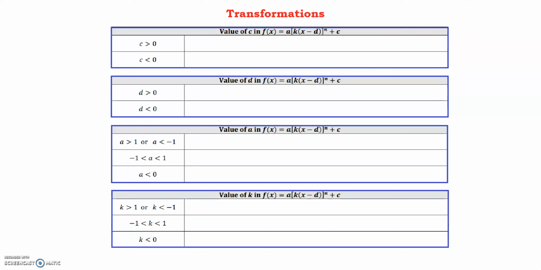The effects of a, k, d, c in polynomial functions of the form f(x) = a[k(x − d)]^n + c. So first we're going to look at when c is greater than 0. We can translate or shift c units up.